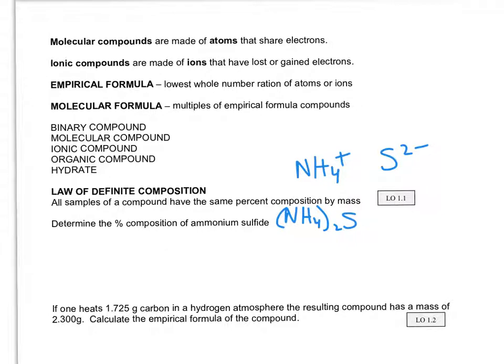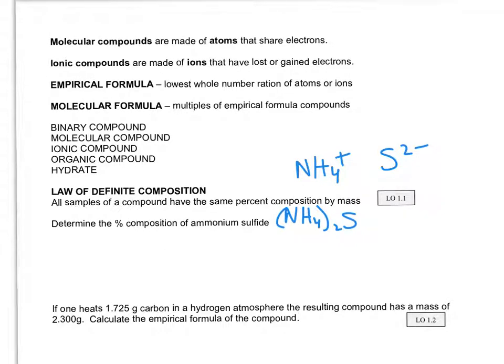Percent of anything is going to be the mass of that component divided by the total. So the first thing I'm going to do is find the total mass of ammonium sulfide. Now they don't give us any numbers whatsoever, so you can look at any amount that you would like. That's the whole point of the law of definite composition, is that it's going to be the same percent nitrogen in ammonium sulfide, whether you have a gram of it or 100 grams of it or a ton. So the easiest way is to look at 1 mole.